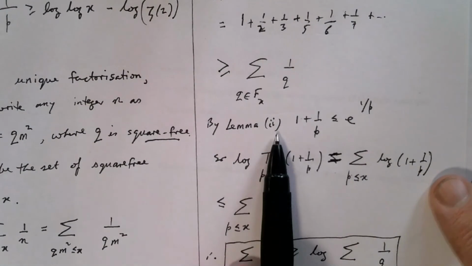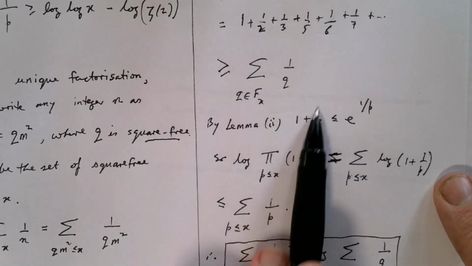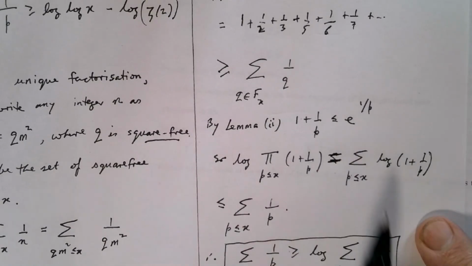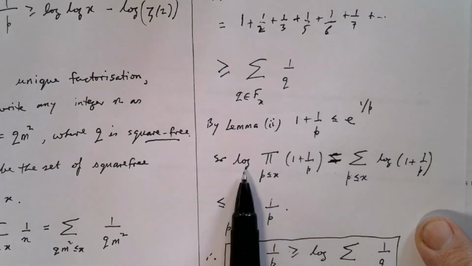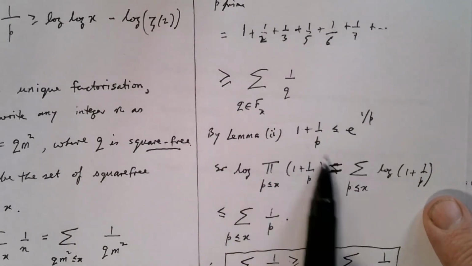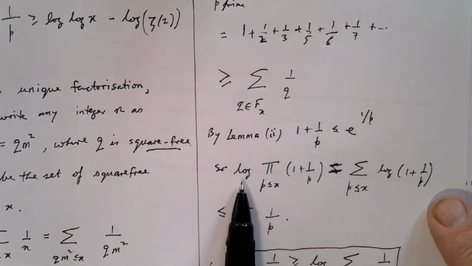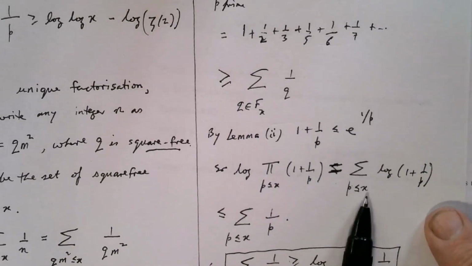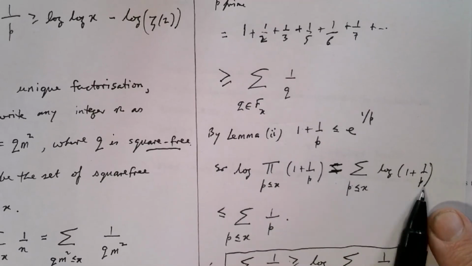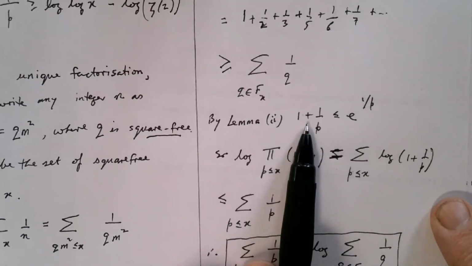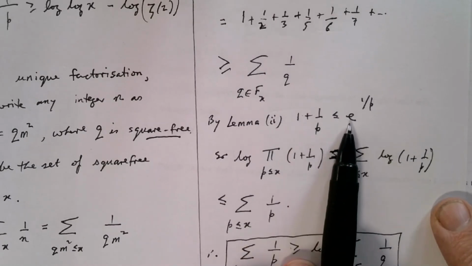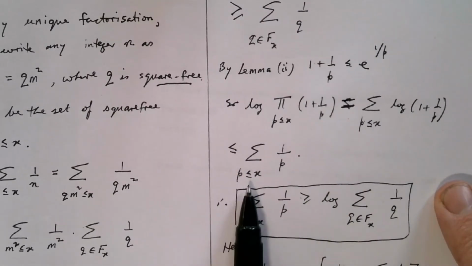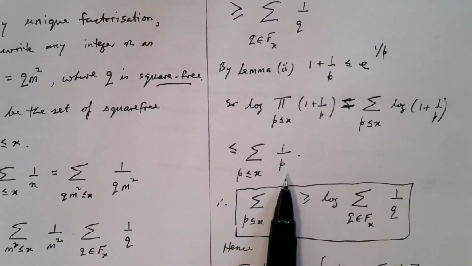Now by lemma 2, we have 1 plus 1 over p is less or equal to e to the 1 over p. So we can take the logarithm of this product we've just been playing with. Log turns products into sums. So this now just becomes equal to the sum over p less or equal to x of the log of this quantity. And you can see from here, if you take the log of this, that's going to be less or equal to the log of e to the 1 over p, which is just 1 over p. And so this sum is less or equal to the sum of 1 over p for p less or equal to x.